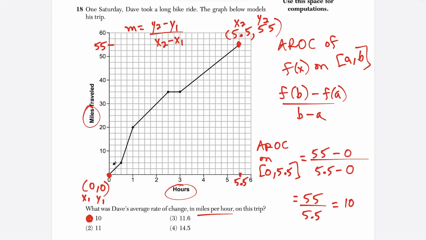If I wanted to say one more thing here, what it really is modeling is the slope of this line that I connect from the beginning to the end. So the slope of this line, that is the average rate of change that we found. The slope of this line here is 10.